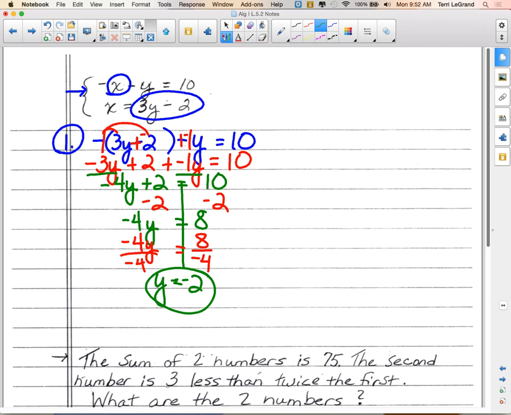Are we done? No, you're fine. Now we're going to go find our x value. So step number 2 says, okay, go find the x value. Doesn't matter which equation we use, really? No, it doesn't matter. You get to use either one.